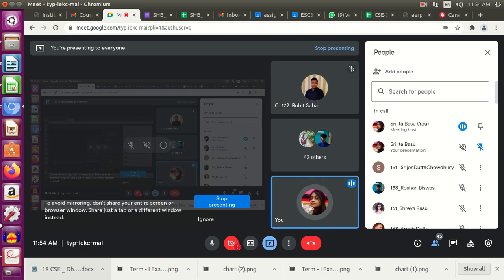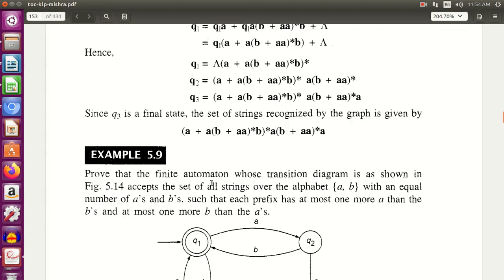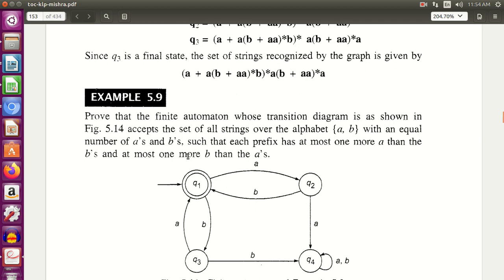So let me go to the next example. It's something of the same type, but over here you are not given the regular expression. So please read out the question. We have to prove that the finite automata whose transition diagram is as shown in this figure accepts the set of all strings over alphabet A, B with an equal number of A's and B's such that each prefix has at most one more A than the B's and at most one more B than A's. So I will come to this complex statement later on.